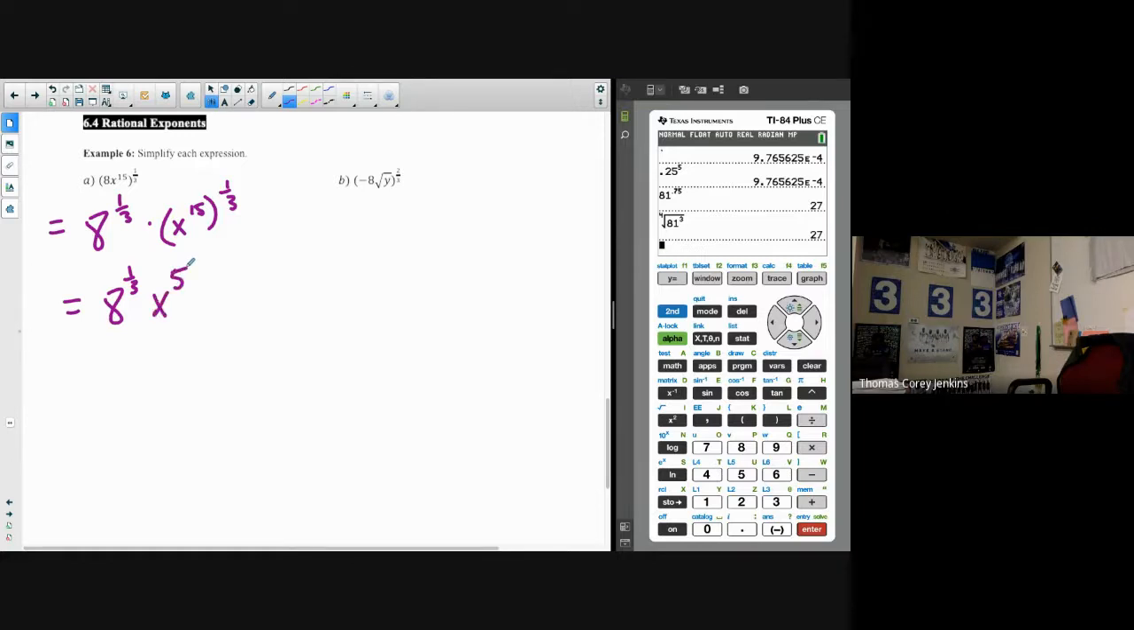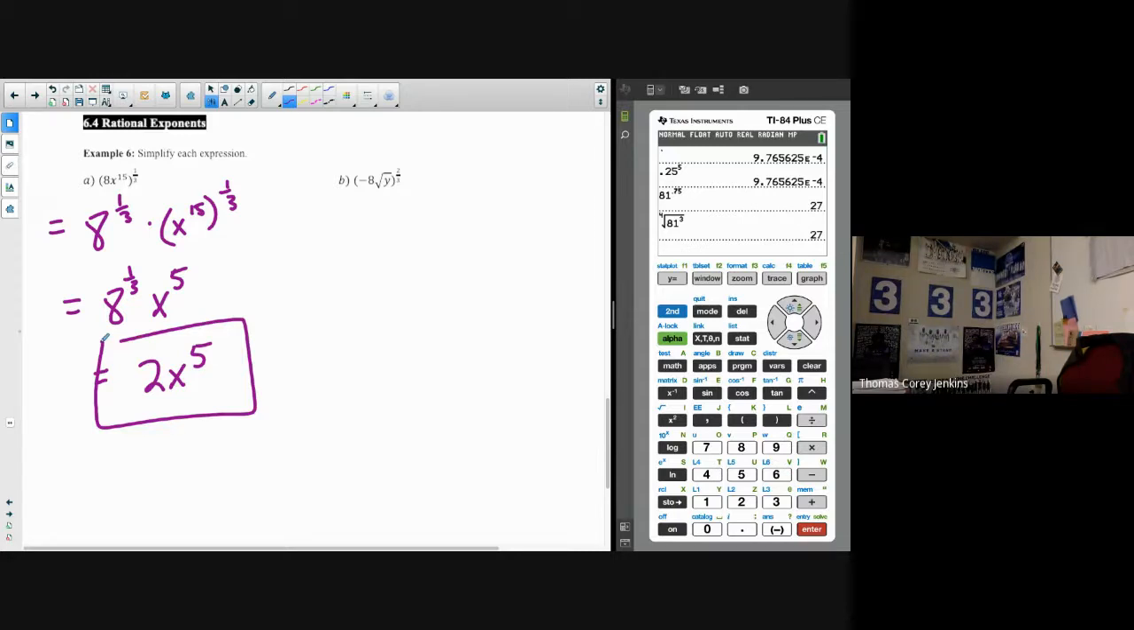Okay, and then the last step would just be to simplify this. So what is 8 to the 1/3, or the cube root of 8? That would be equal to 2. So the final answer there would be 2x to the 5th. All right, and then the last one.